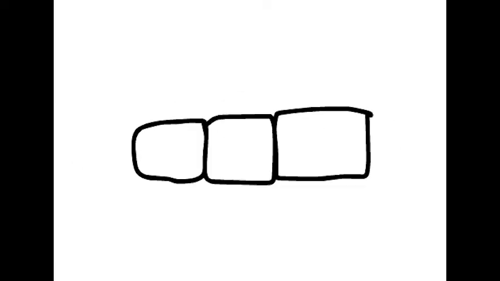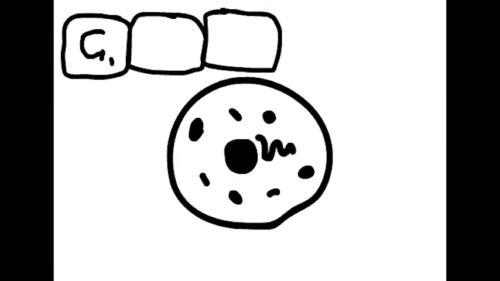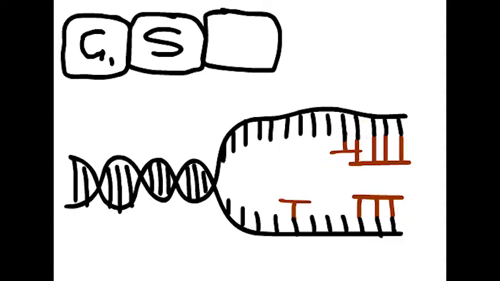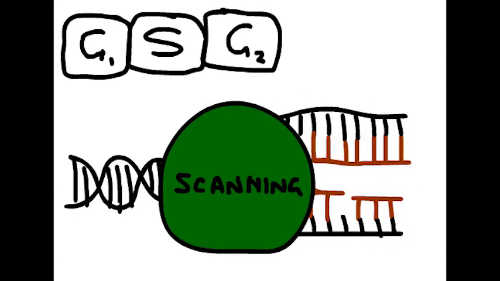Interphase is broken up into G1, the growth phase, where the cell grows larger and duplicates organelles; S, where DNA is synthesized; and G2, where error correction occurs.